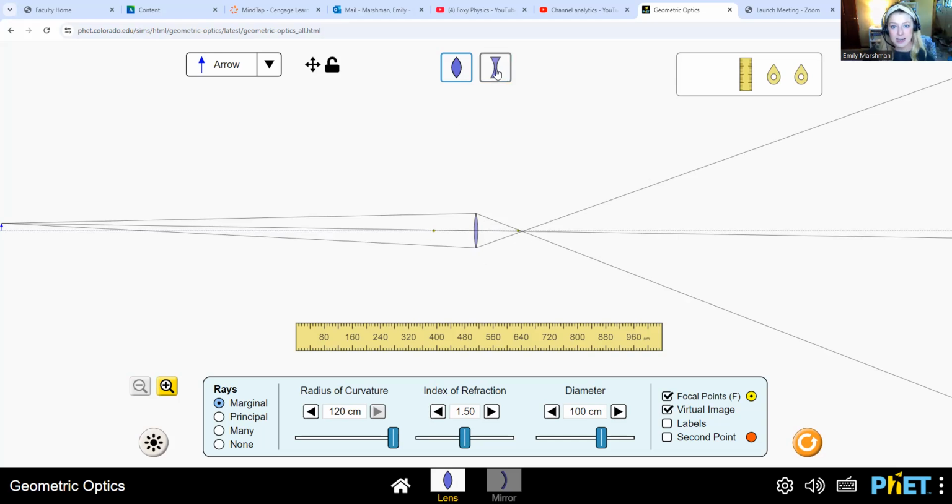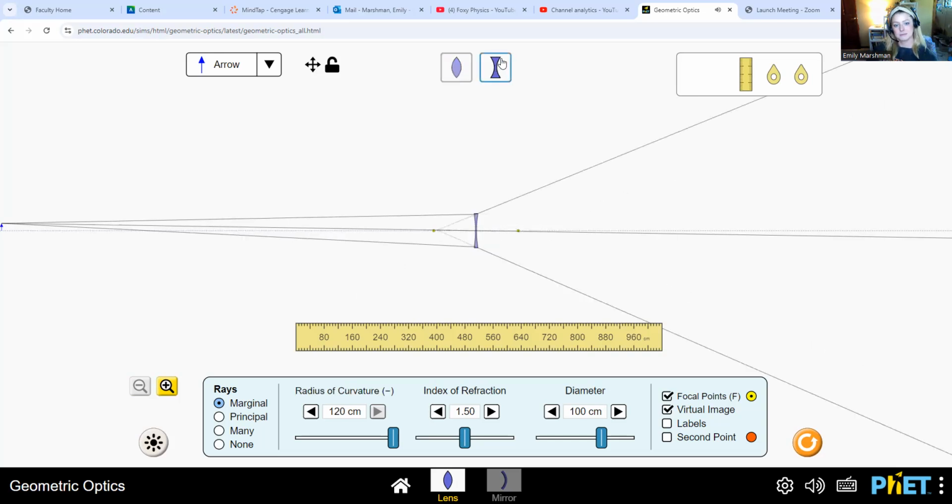If you take a look at the diverging case, if I put the object really, really far away again, the light rays will come in and they will diverge completely on the other side over here. The light rays never form an image on this side of the lens, but it does appear to form a virtual image on this side of the lens, on the other side.